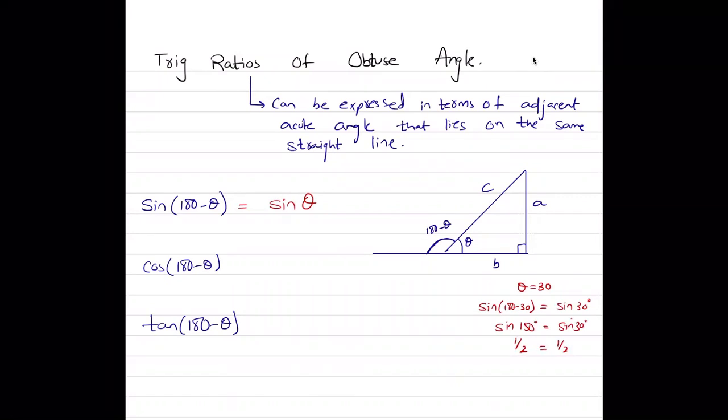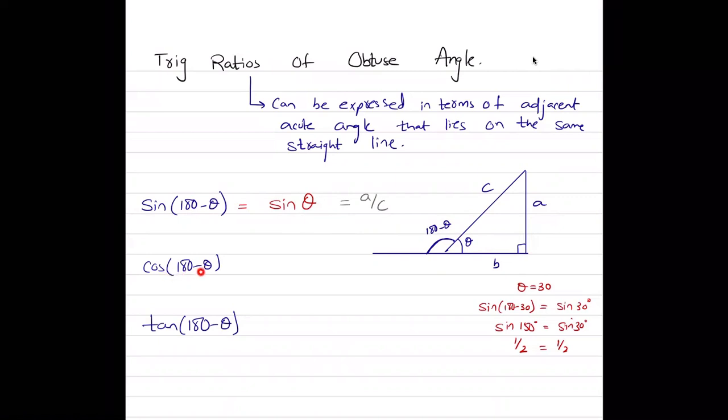So one thing you need to remember is that sine of an obtuse angle is equal to sine of an acute angle. Sine of 180 minus theta is equal to sine of theta. So if I ask you to calculate sine of 180 minus theta, the first thing you do is convert this into its equivalent trig ratio for the acute angle, and then using your right angle triangle, find that. Sine theta from this diagram is the ratio of A upon C.